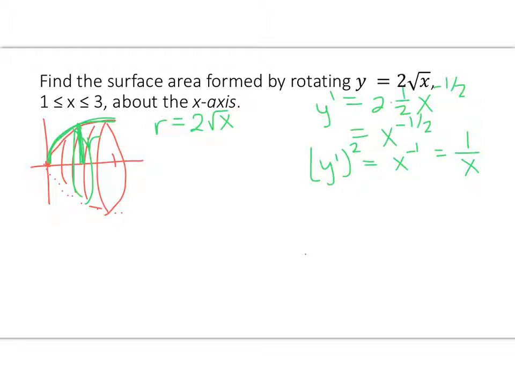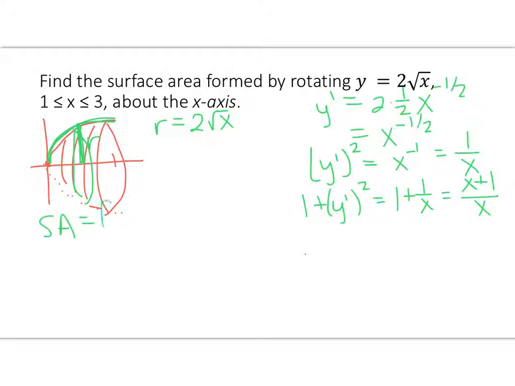And I like to do as much of my work off to the side before I go to my formula first. So for arc length, I know I need to do 1 plus that derivative squared. So that would give me 1 plus 1 over x, which would be x plus 1 over x. So now I'm ready to go to my surface area formula.